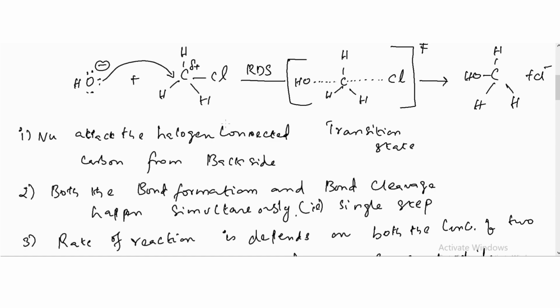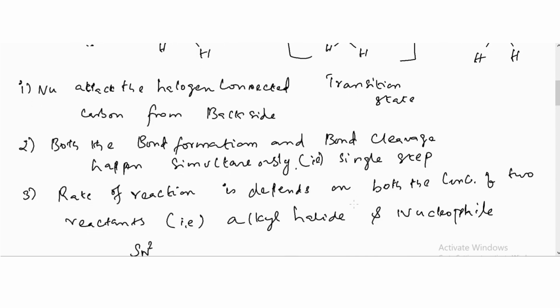So this is the summary of the SN2 reaction. These are the key steps. The nucleophile attacks the halogen-connected carbon from the backside, and both bond formation and bond cleavage happen simultaneously. That is a single step reaction, and the rate of reaction depends on the concentration of both the alkyl halide and the nucleophile. That's why this is called the SN2 reaction.